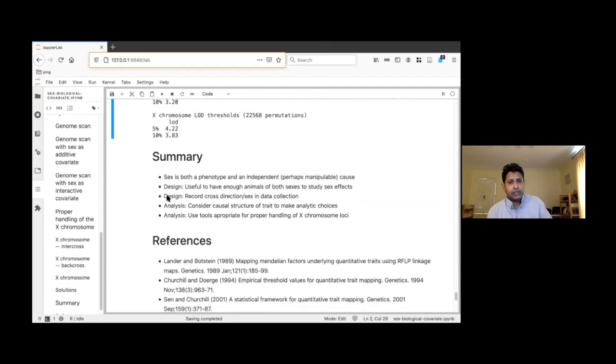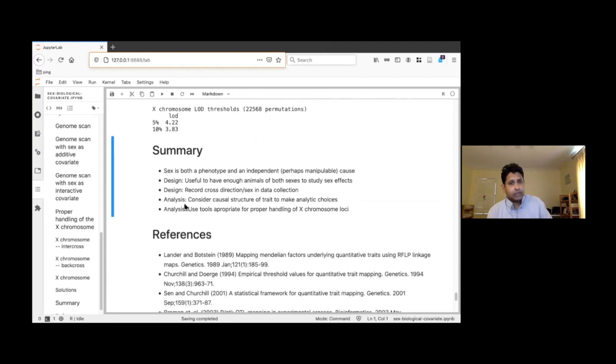So in summary, sex is both a phenotype and an independent, perhaps manipulable cause. And this has both design and analysis implications. The design implication, first of all, is that it's useful to have enough animals of both sexes if you want to study sex effects.